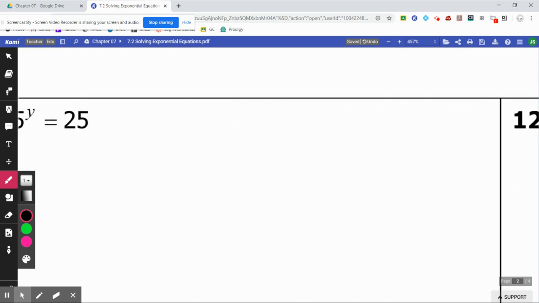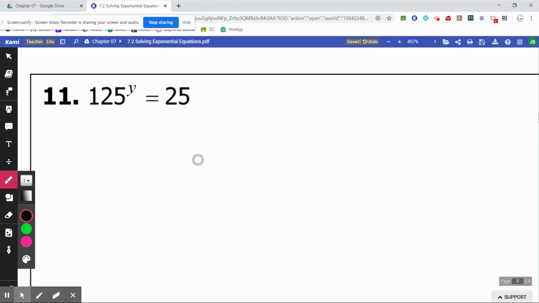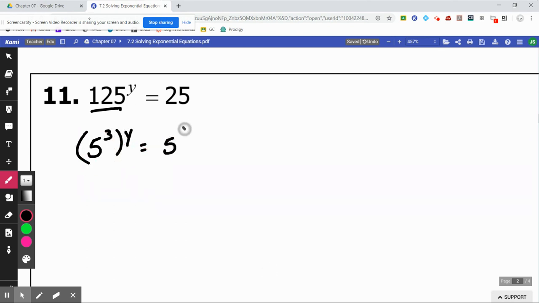Number 11. Now this one, it's going to be a little bit of a problem because you can't write 125 as 25 to a power. So what we're going to do, we're going to try to change them both. 125 is 5 times 5 times 5. That's 5 to the third power if you did your prime factorization. 25 is 5 to the second.